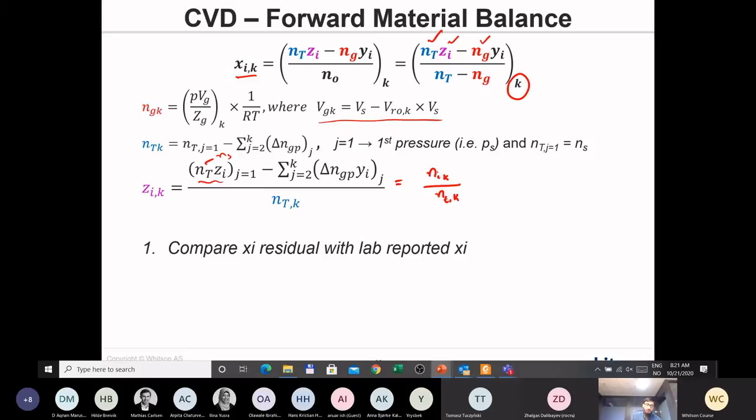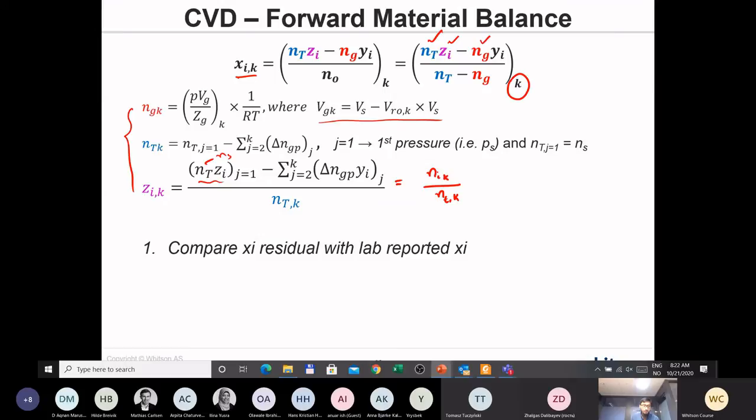And then once we have all these three parameters in this equation, we can calculate this equilibrium oil composition at each pressure stage, and then compare the equilibrium oil composition at the final stage with the lab reported Xi. So we know that in the CVD experiment, PVT labs measure the residual oil composition. So once we have calculated the Xi at each pressure stage, we can compare the last stage calculated Xi with the lab reported Xi.